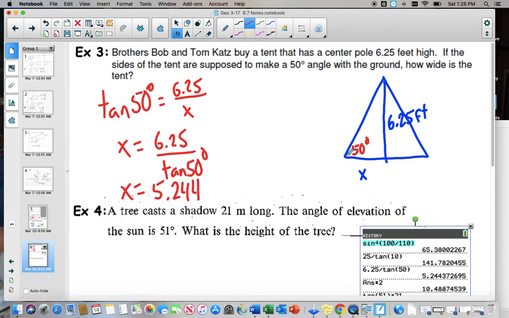But remember, that's only half of this. So then we have to multiply that by 2. And so that's where our answer of 10.49 feet would come into play.